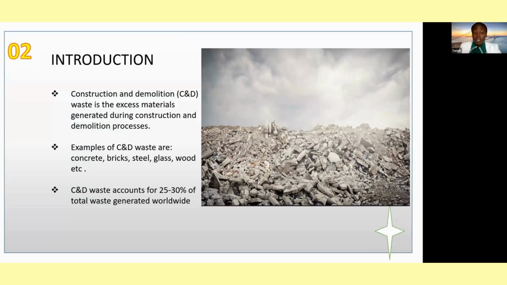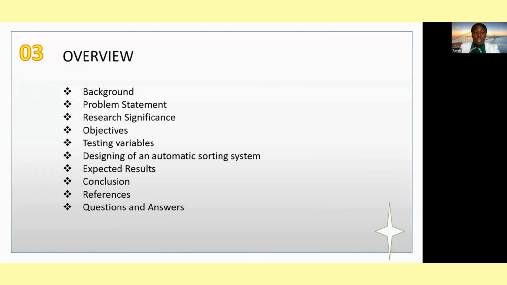Construction and demolition waste is defined as the excess material generated during construction and demolition processes. Examples include concrete, bricks, steel, glass, wood, plastics, rubble, etc. Construction and demolition waste accounts for about 25% to 30% of the total waste generated worldwide, and in Australia, it accounts for about 44%.